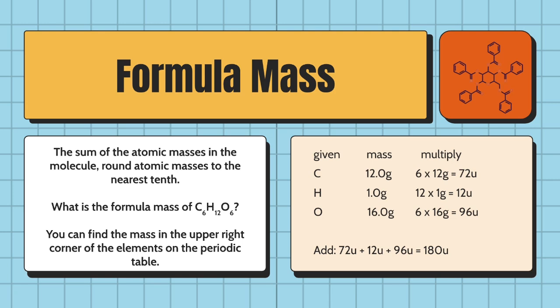to generate formula mass. Carbon has a mass of 12 grams, and since there are 6 carbon atoms, its mass is 72U. There are 12 atoms of H, which weighs 1 gram, so that means there's 12U of H. Oxygen has a mass of 16 grams, and 6 times 16 equals 96U. 72U plus 12U plus 96U equals 180U. The formula mass of C6H12O6 is 180U.